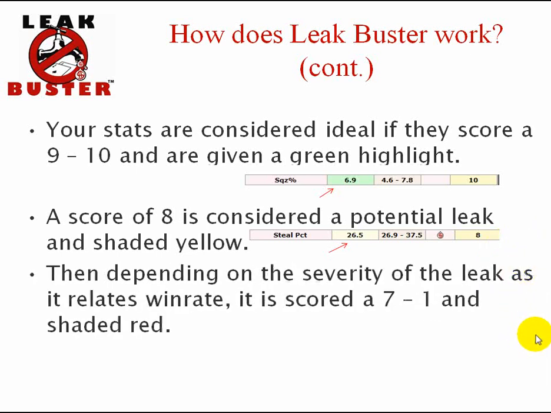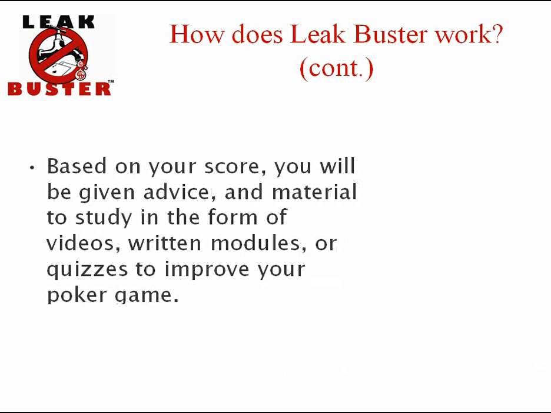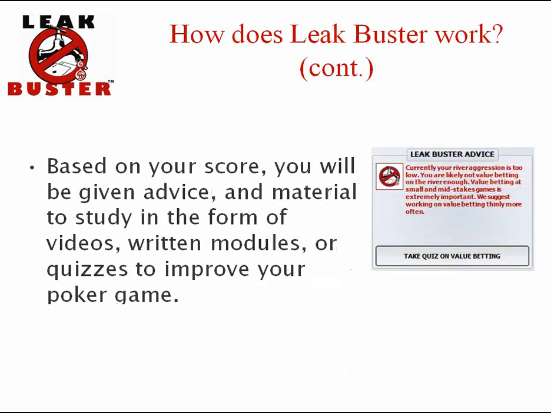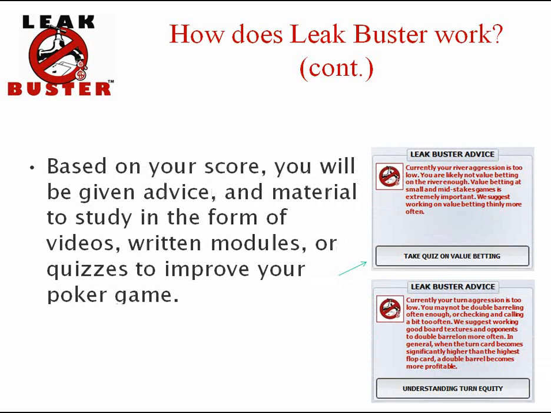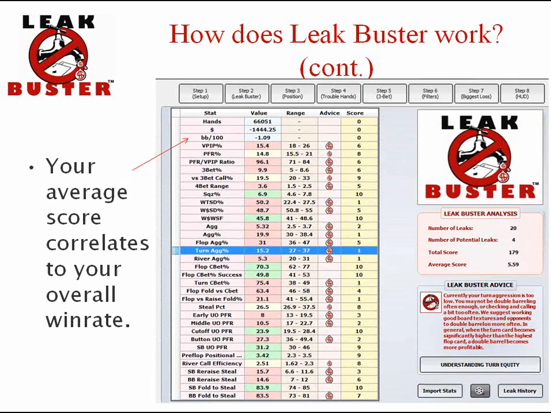Then depending on the severity of the leak as it relates to win rate, it is scored a 7 through a 1 and shaded in red. This here is scored a 1. It's given a larger leak icon and is shaded in red. Anything scored a 6 or worse is considered a significant leak and is something that's definitely costing you money. Then, based on your score, you'll be given advice and material to study in the form of videos, written modules, or quizzes to improve your poker game. Finally, your average score correlates to your overall win rate.